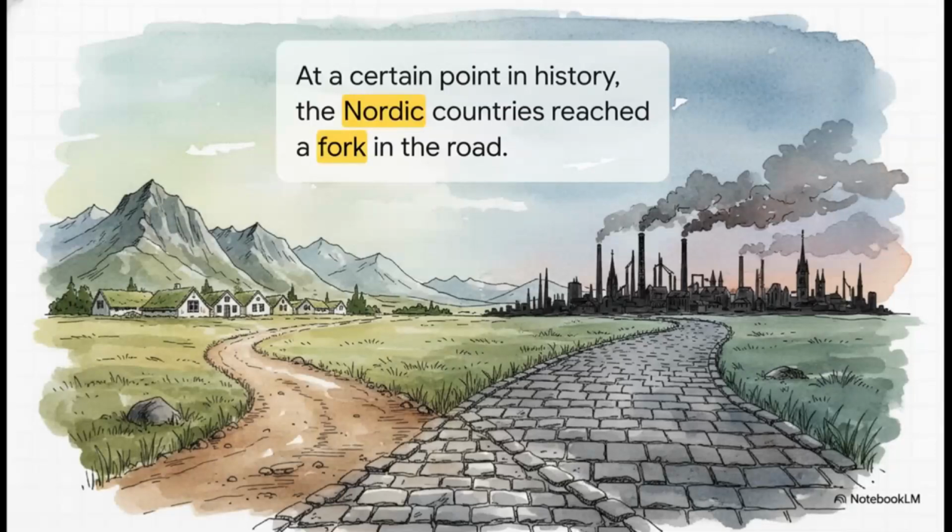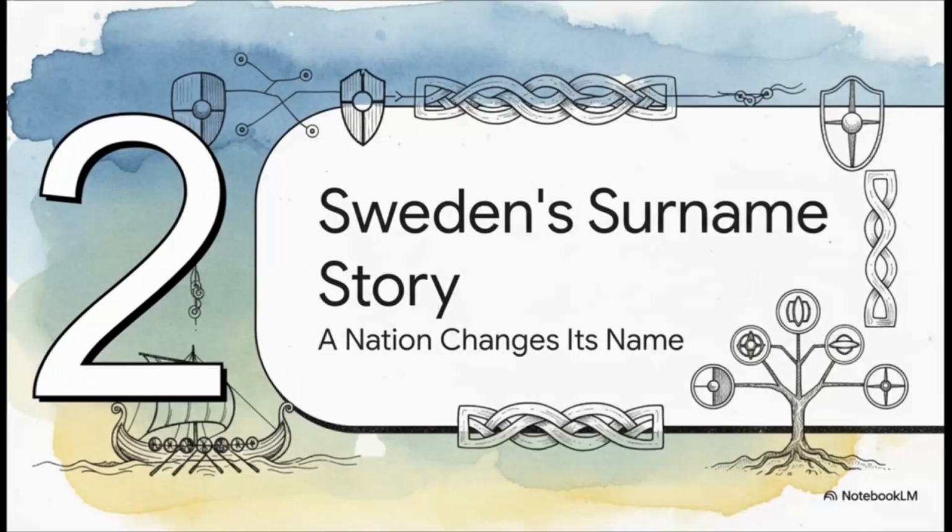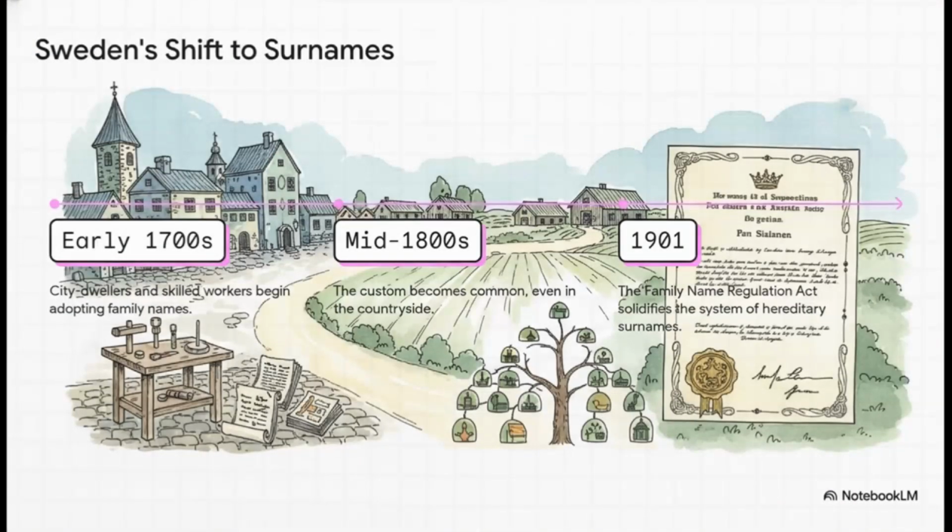They had to make a choice about the future of their names. Sweden decided to take the path of change. This didn't happen overnight. It really kicked off in the cities way back in the 1700s. You had craftsmen, merchants. They realized it was just plain useful to have a consistent family name for business. That trend just kept growing through the 1800s. By 1901, it was made into law. Sweden had officially switched over to hereditary surnames.